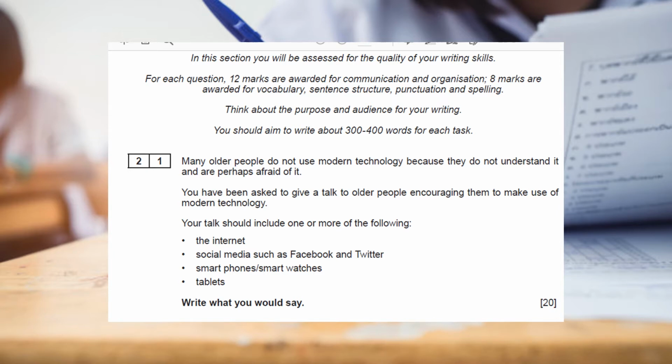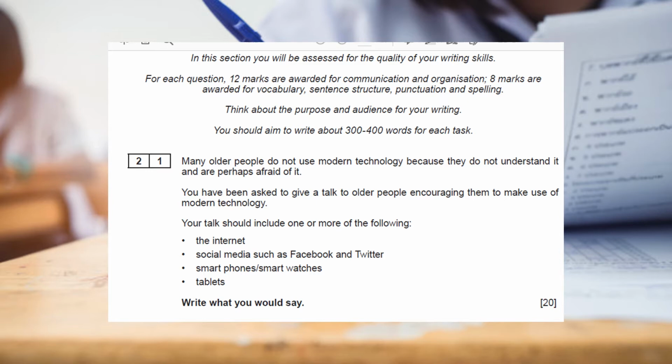Many older people do not use modern technology because they do not understand it and are perhaps afraid of it. You've been asked to give a talk to older people, encouraging them to make use of modern technology. So older people is the target audience. The topic is modern technology. And you know it is a talk or speech that you're being asked to write. So if you think about your target audience, your purpose, the type of writing you're being asked to do, all those ingredients are there.